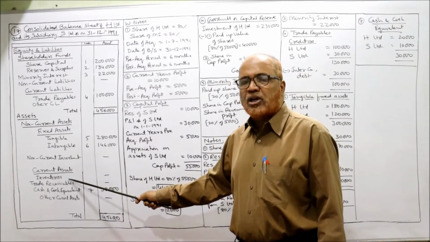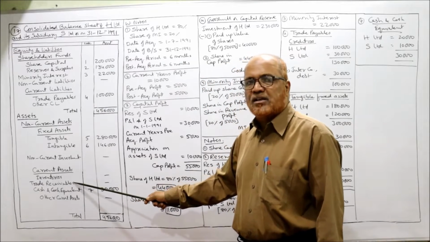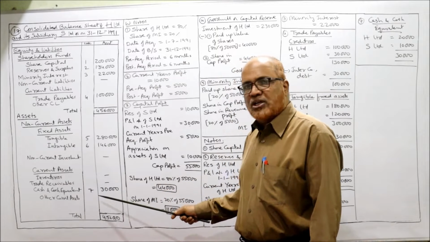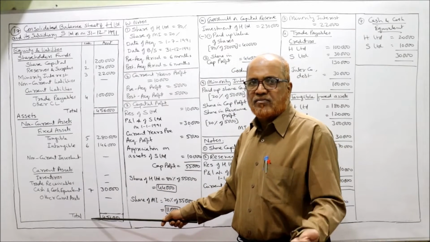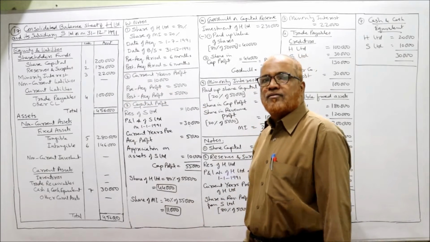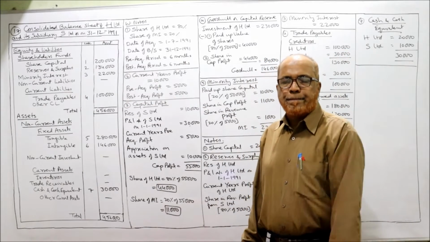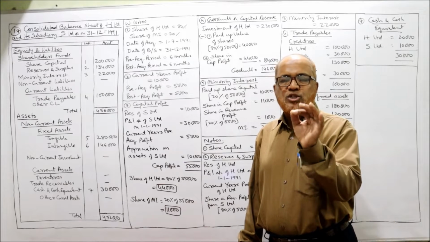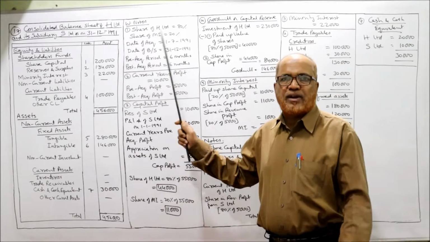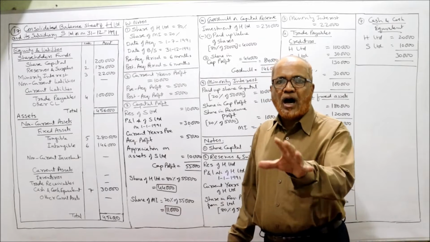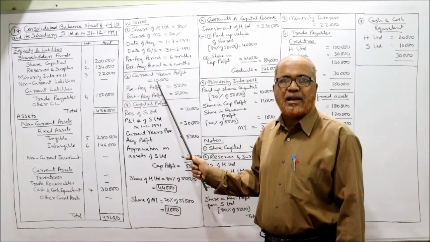In this problem, we are not given any inventories. We are not given any trade receivable. We are given cash and cash equivalent. And other current asset we don't have. So we have drawn the complete format of balance sheet. Now working notes. Now concentrate here. The main part on which you should give full concentration is working note. This is the heart of the problem, heart of the calculations.